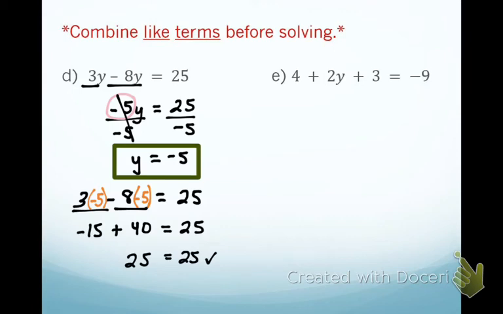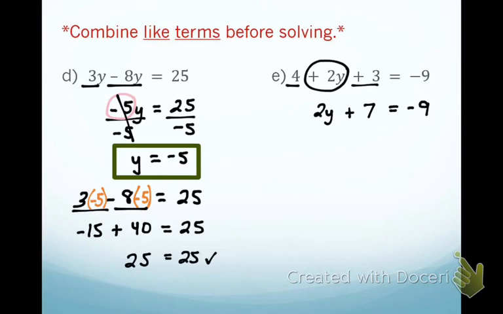The next one, does anyone see something I can combine like terms? The 4 and the +3. Guys, do you remember what those numbers that stand alone are called? Constants. Good job. And then this 2y is the only one there in the y family. So we'll circle it. Looking at that, what should I do first? The variable term or the constants? Always put the variable term first. And then let's combine 4 and 3. What do you get? +7. Drop down your equal sign and your -9.